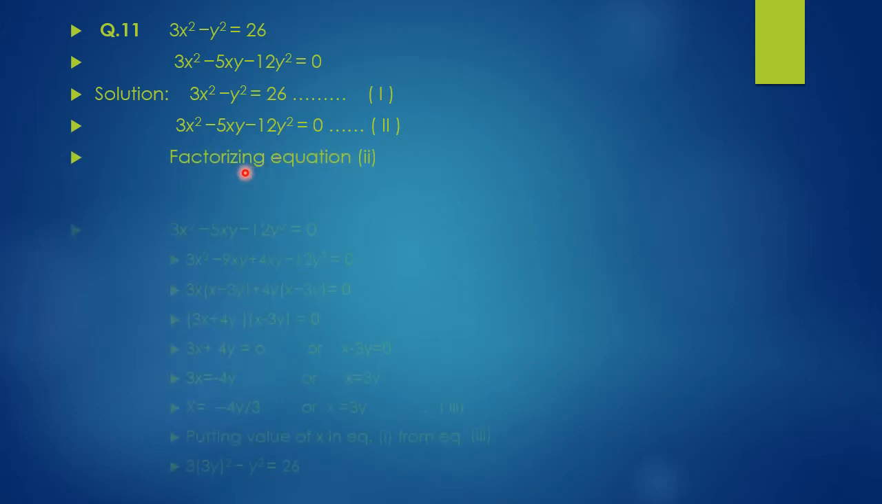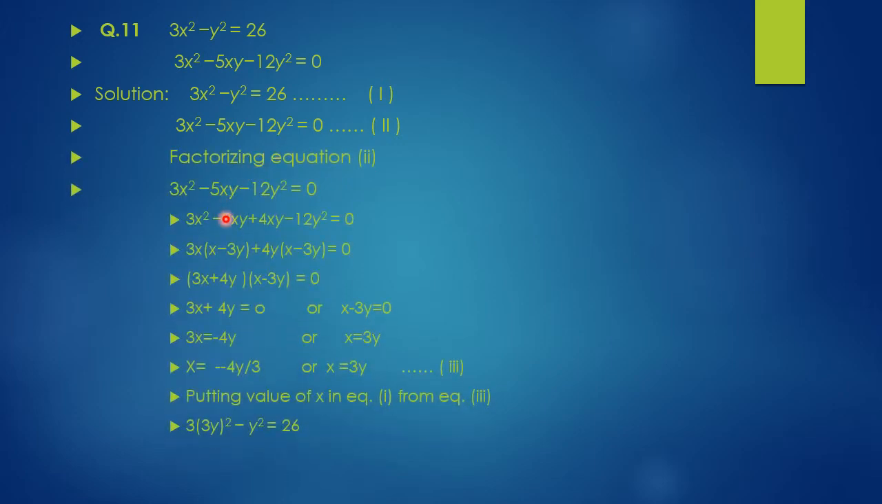Factorize equation number 2. 3x square minus 5xy minus 12y square is equal to 0. 3x square minus 9xy plus 4xy minus 12y square is equal to 0. 3x common, x minus 3y, plus 4y common, x minus 3y. 3x plus 4y times x minus 3y is equal to 0. 3x plus 4y is equal to 0. 3x is equal to minus 4y. x minus 3y is equal to 0. x is equal to 3y. So x is equal to minus 4y by 3 or x is equal to 3y.